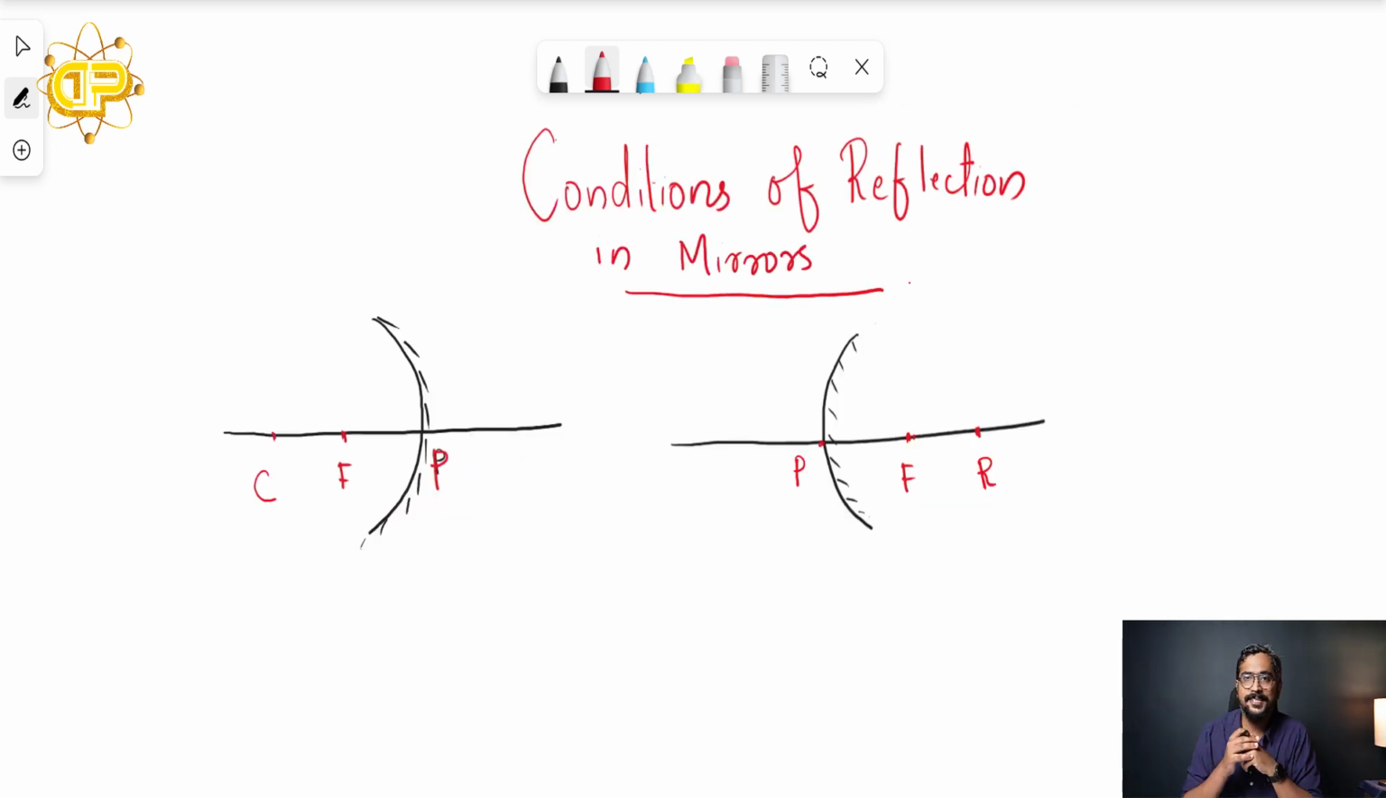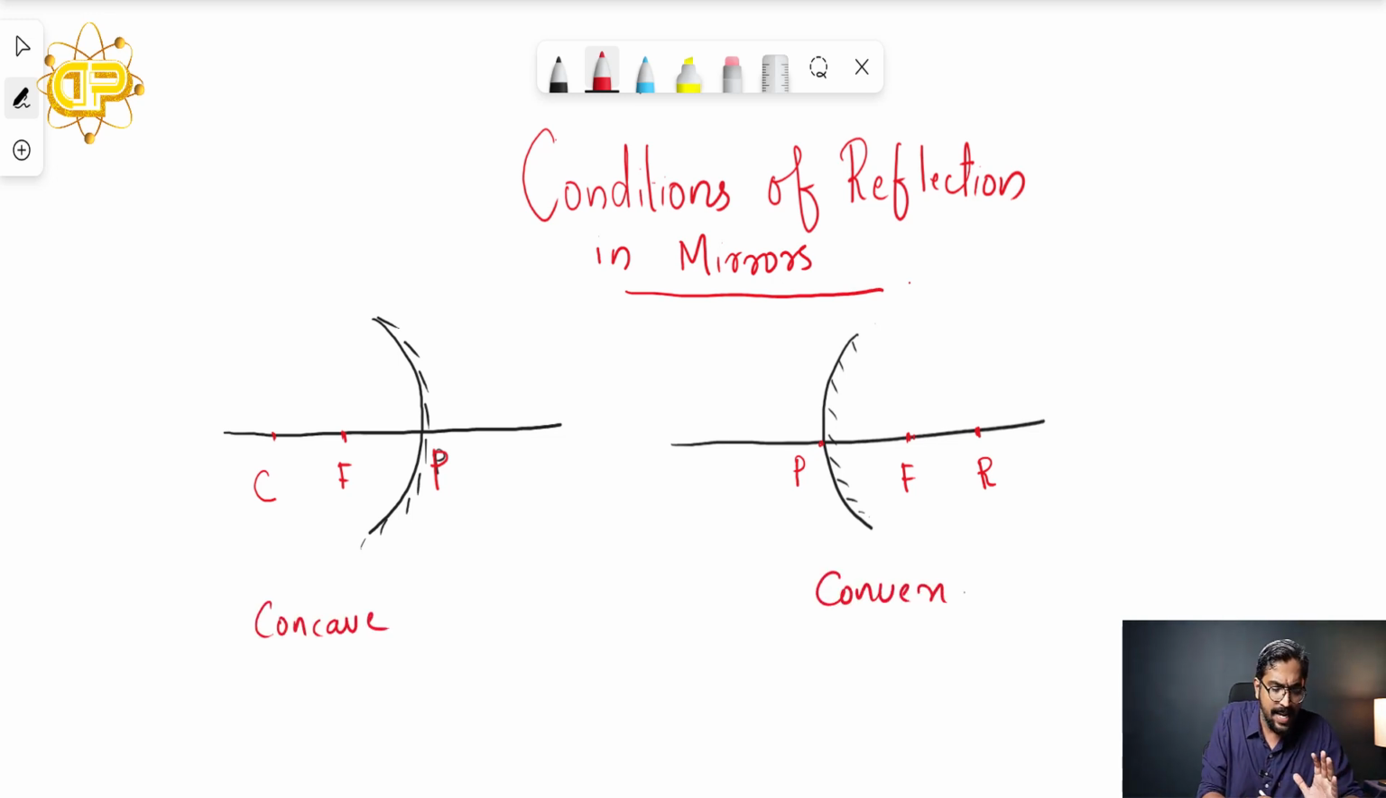So we are going to discuss the various conditions of reflection that take place in the case of a mirror. If you have both concave and convex mirrors in your hand, and you pass a ray of light, then what will be the conditions, or how will the reflected rays pass? This is what we are going to discuss in this particular session. Just imagine the first case, the concave mirror case, which we'll discuss right now.